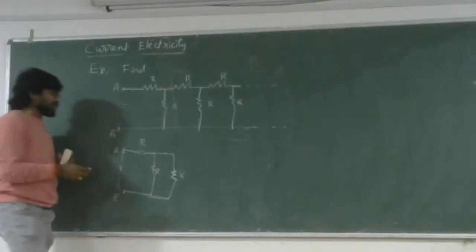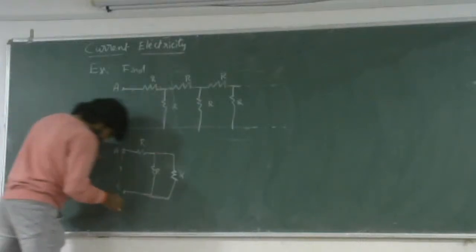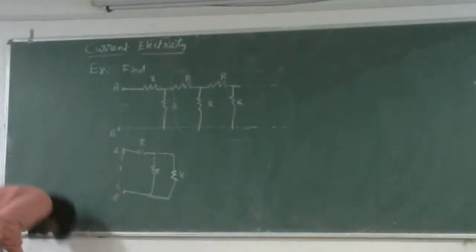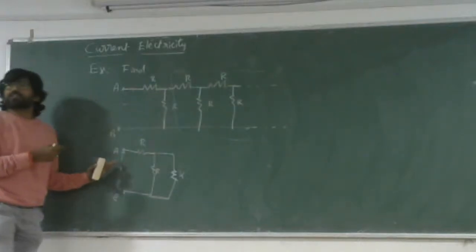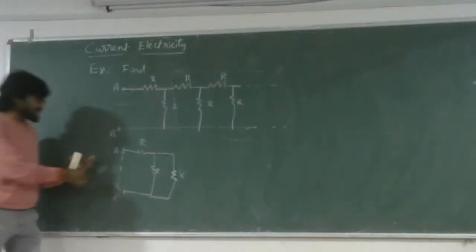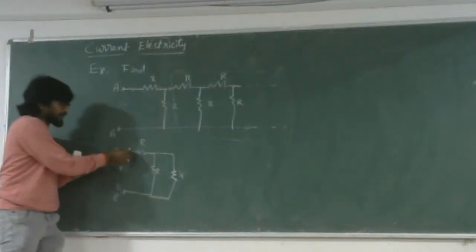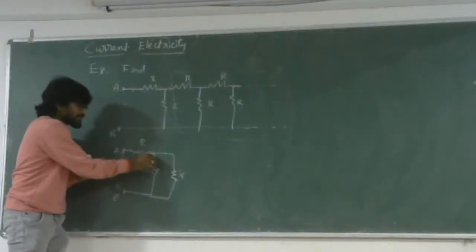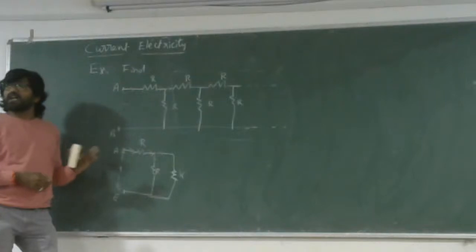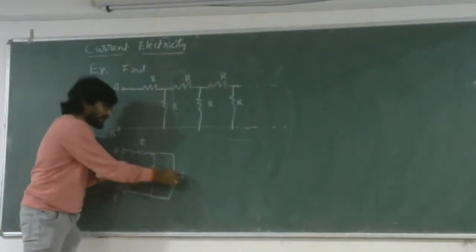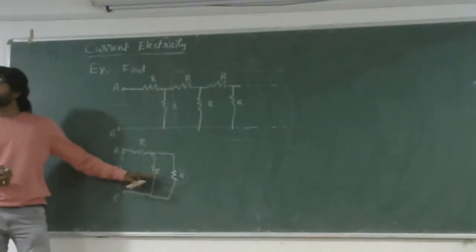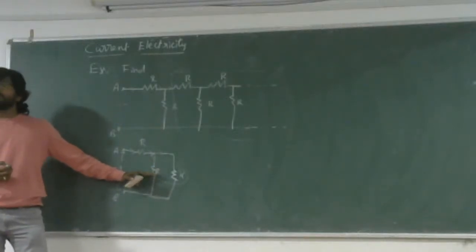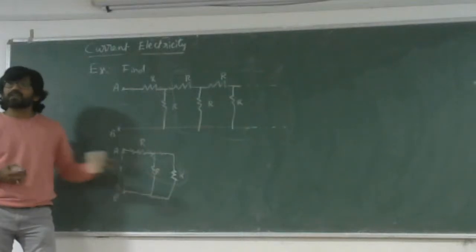To find that, let us imagine there is an imaginary battery connected to this. A current is flowing here and dividing between these two. As these two are in parallel, try to find the effective resistance of these two parallel resistors. Following? So R and X are in parallel. What is the effective resistance?